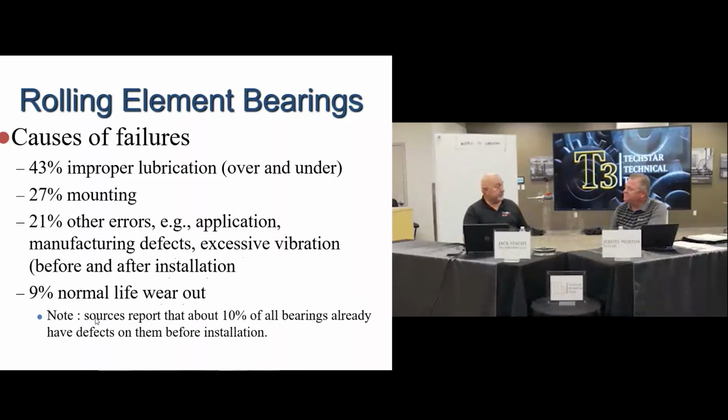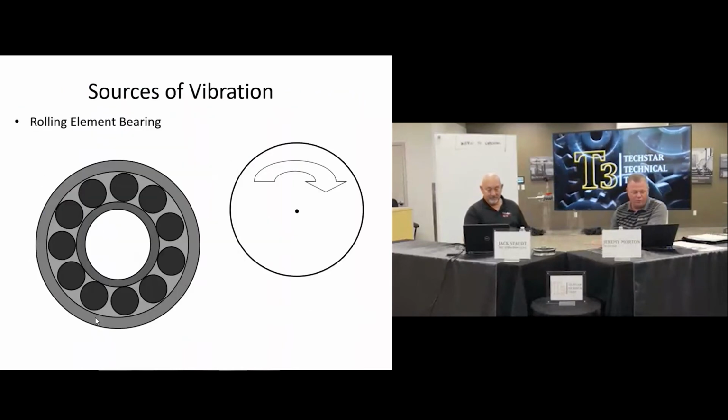Like we say, about 10% of bearings already have some type of defect on them already. How they're stored, I could see where one being stored dry, developing rust, pitting, anything like that.